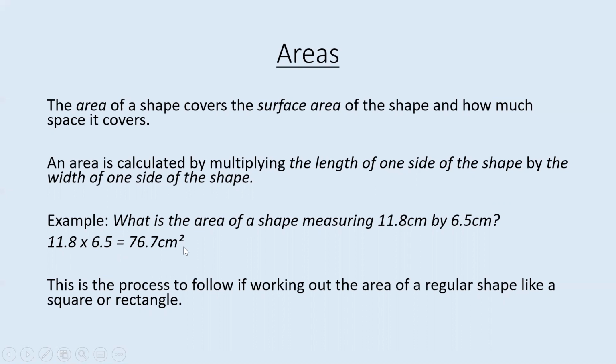All areas are presented in square measurements. So whether it's centimeters squared, meters squared, millimeters squared, depending on which unit of measurement you're using, you just do the multiplication. The length of one side by the width of the other. And it's the process to follow if you're working out the area of a regular shape like a square or a rectangle.